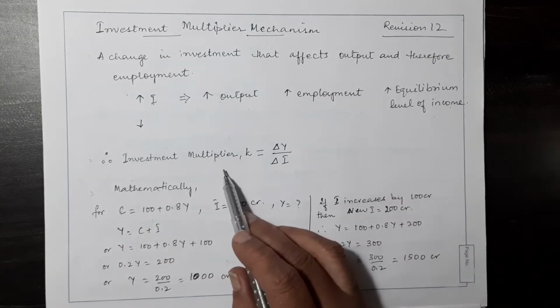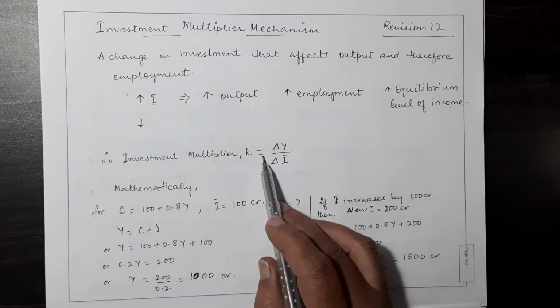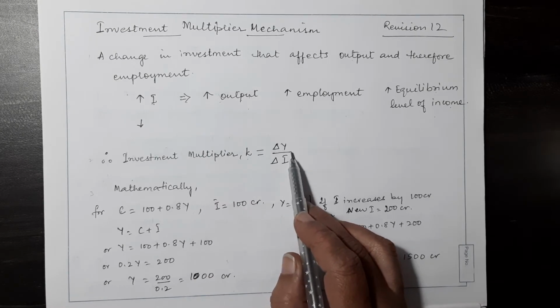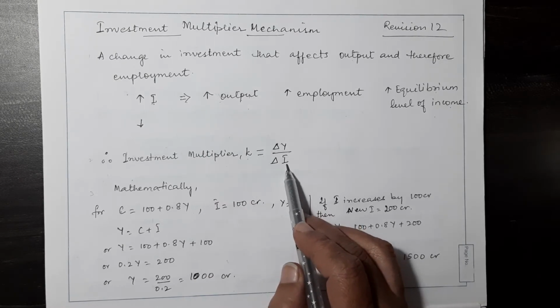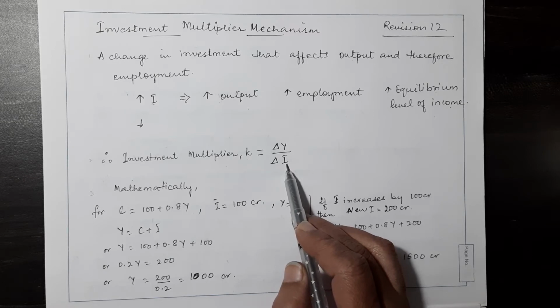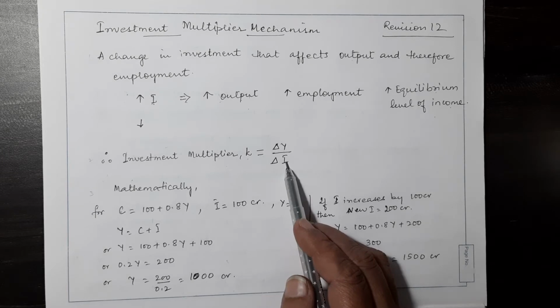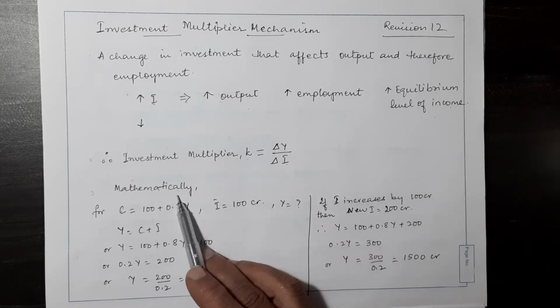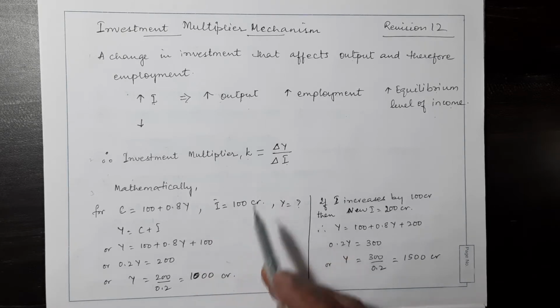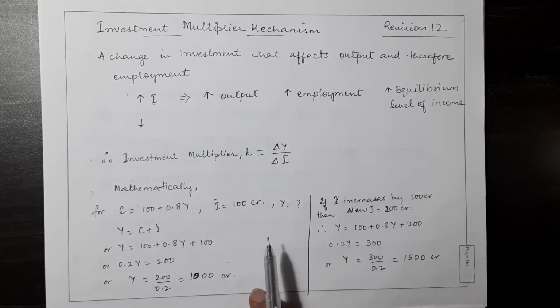Therefore, the investment multiplier K is given by the change in income divided by the change in investment, or simply say, a ratio of the change in income because of the change in investment. Mathematically, let us see how this investment multiplier functions.